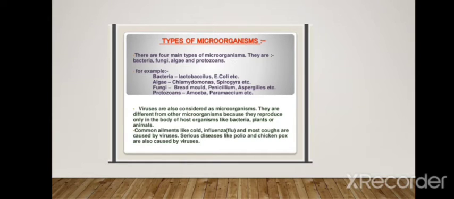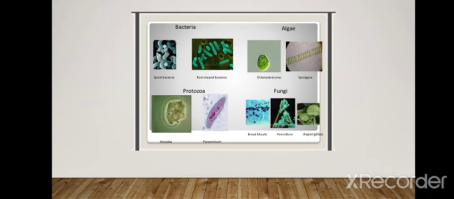Now let's see some diseases or ailments caused by microorganisms. Called influenza or flu and coughs. Some serious diseases caused by viruses are polio, chickenpox, and HIV. Students, here you can see the different types of microorganisms along with their examples.